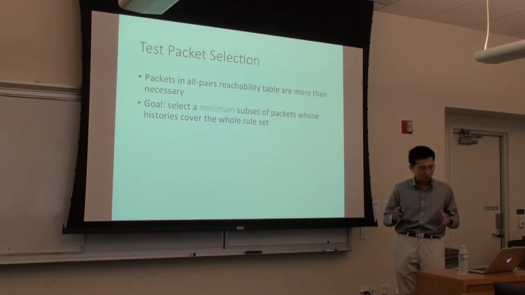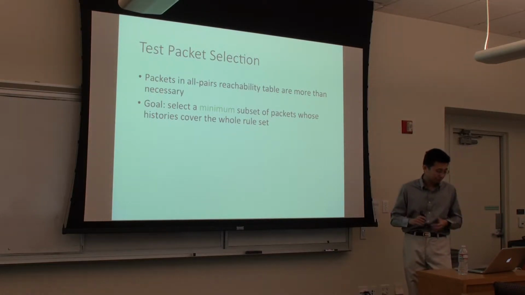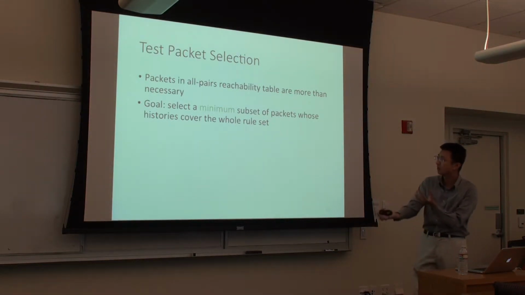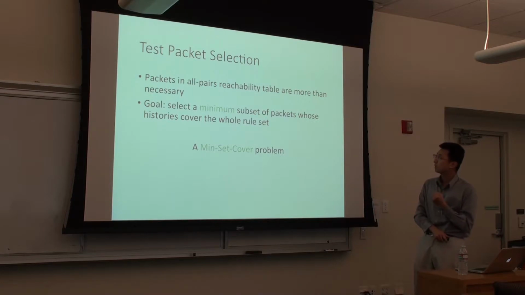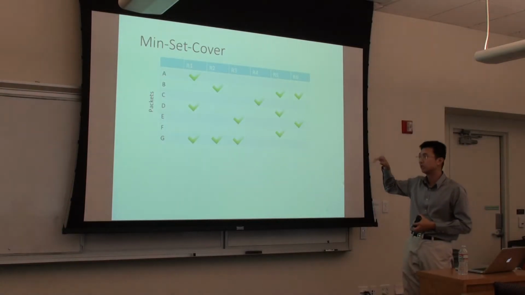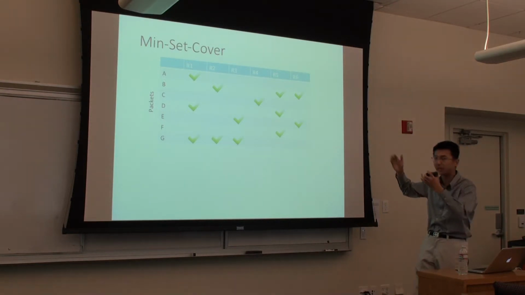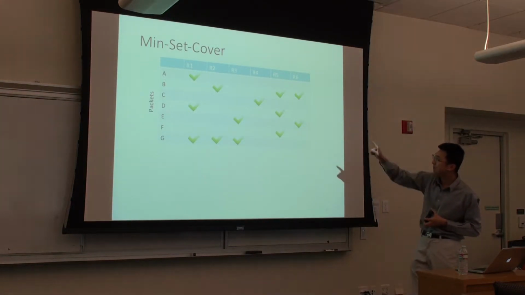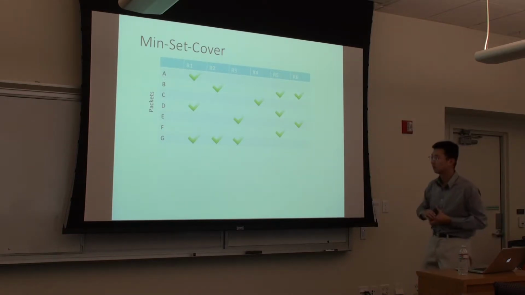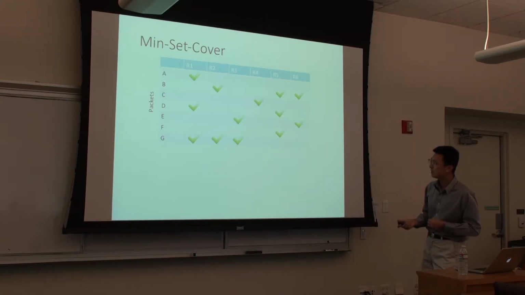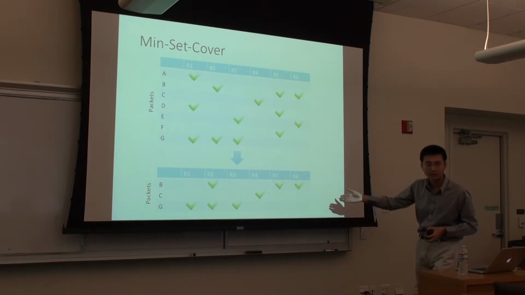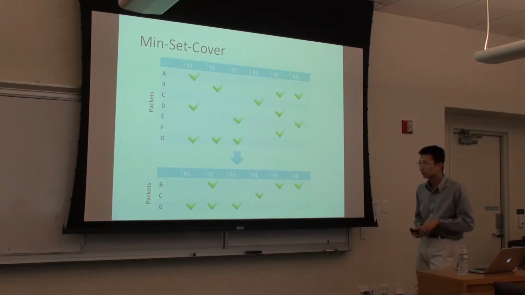So we know that the packets in the all-pairs reachability table are more than necessary. We can select a minimum set of packets from this table whose packet histories still cover all the rules. So this turns out to be a min set cover problem. Why is this a min set cover problem? Let's look at the example here. Suppose we have this all-pairs reachability table, and I will just show the rule history part of that table. Packet A exercises rule 1, packet B exercises rules 2, 5, and 6, etc. If we see each row as a set, and our goal is to select some sets so that the union is R1 to R6, like packets B, C, and G here, then this is the min set cover problem.